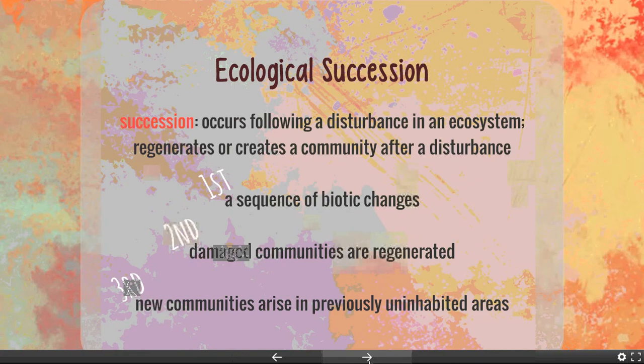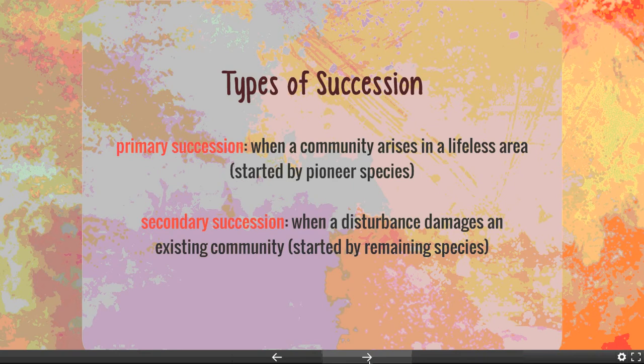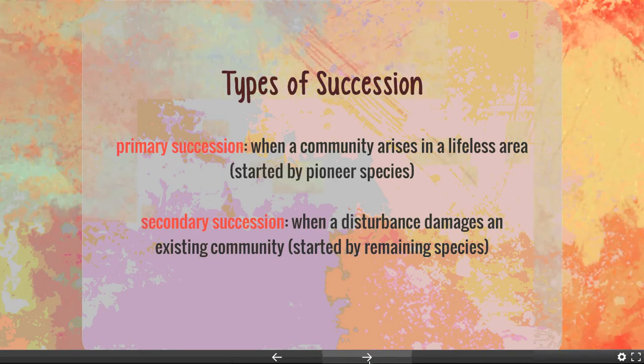All right, so let's talk about ecological succession. This occurs following a disturbance in an ecosystem. It regenerates or creates a community after a disturbance. There are two types of succession. There's primary succession, when a community rises in a basically lifeless area, so it's started by a new species. And then secondary succession is when a disturbance of some sort has damaged an existing community, so it'll be started by remaining species that already live in that environment.